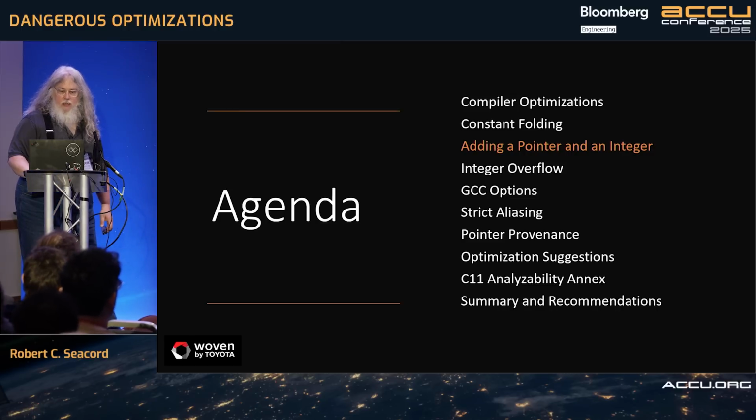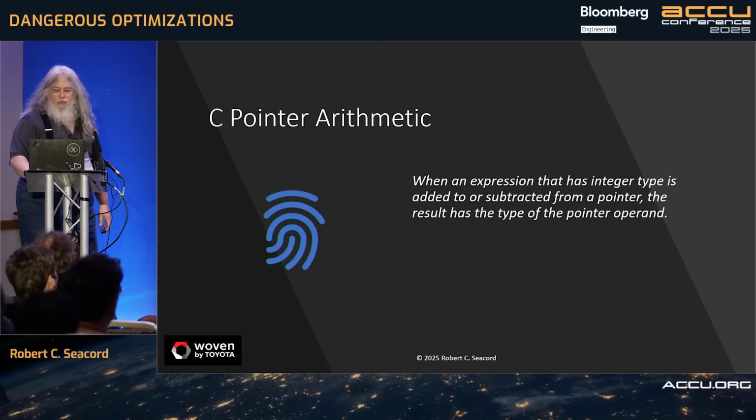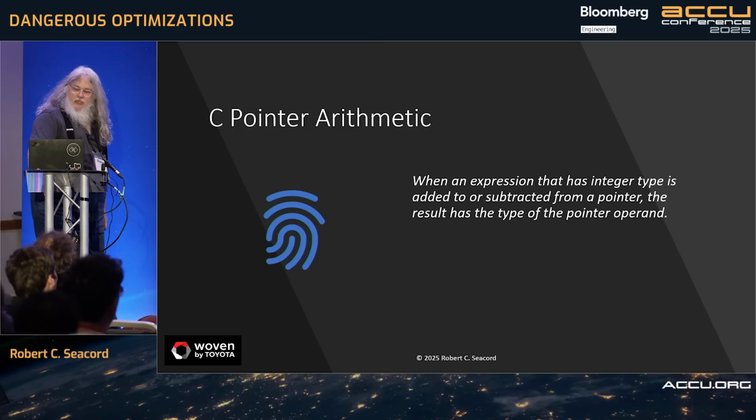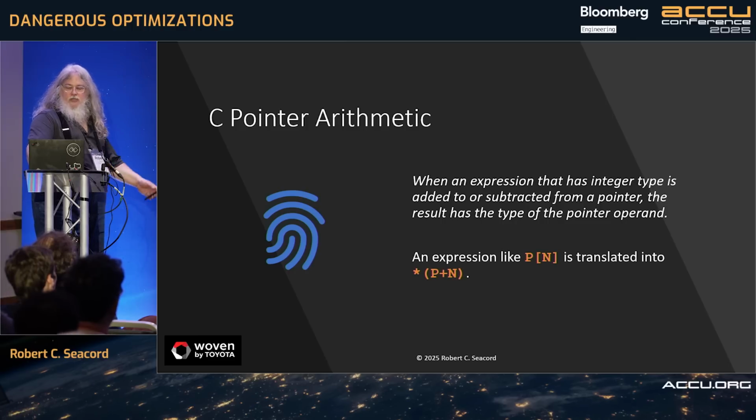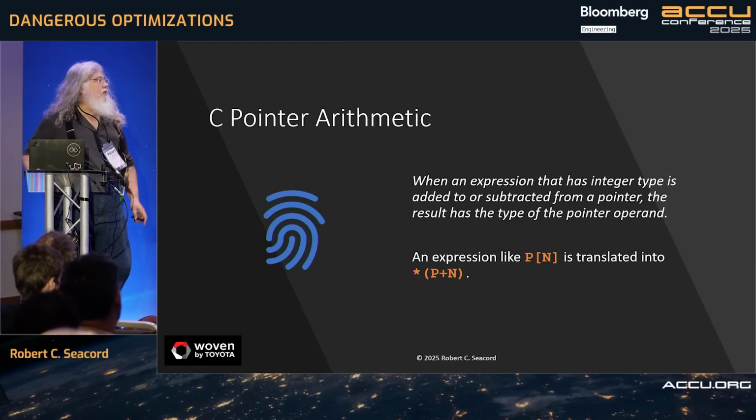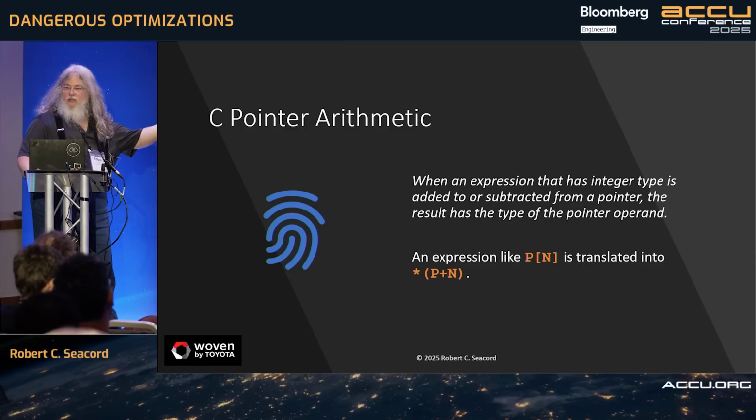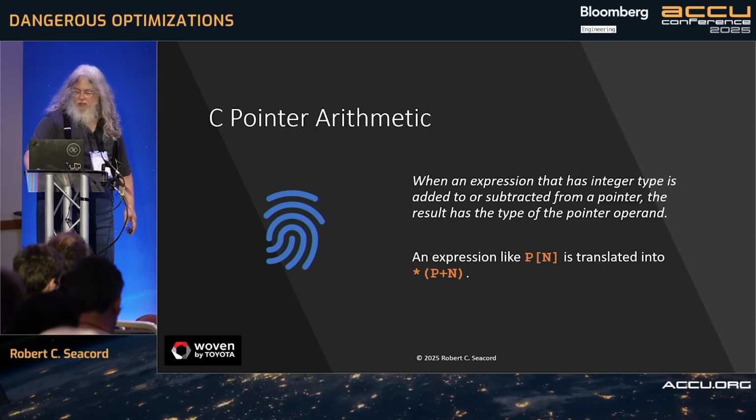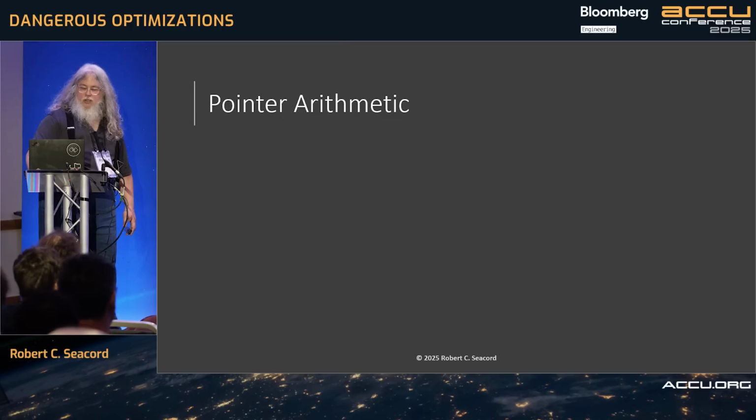Okay, so here's the main bit of the show, adding a pointer and an integer. So in C, when an expression that has integer type is added to or subtracted from a pointer, the result has the type of the pointer operand. If it's a pointer to an int, the result is a pointer to an int. If it's a pointer to a float, it has the type pointer to float. Any expression using this array notation is just translated into scaled pointer arithmetic, so it's basically the same. You're not getting rid of pointer arithmetic by using array indexing notation.